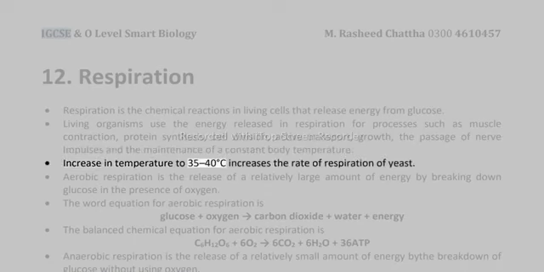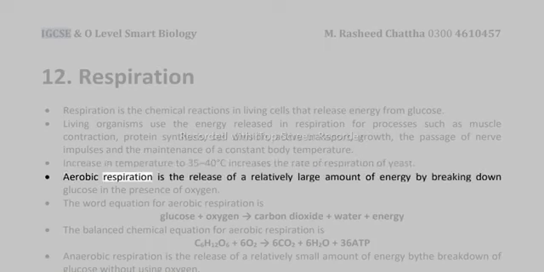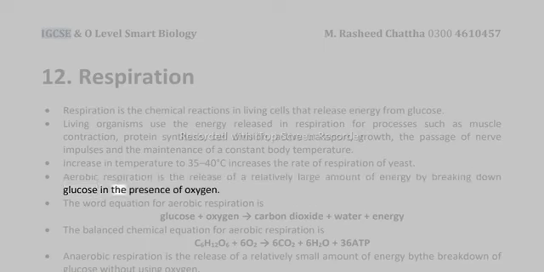Increase in temperature to 35 to 40 degrees Celsius increases the rate of respiration of yeast. Aerobic respiration is the release of a relatively large amount of energy by breaking down glucose in the presence of oxygen. The word equation for aerobic respiration is glucose plus oxygen → carbon dioxide plus water plus energy. The balanced chemical equation is C6H12O6 + 6O2 → 6CO2 + 6H2O + 36 ATP.